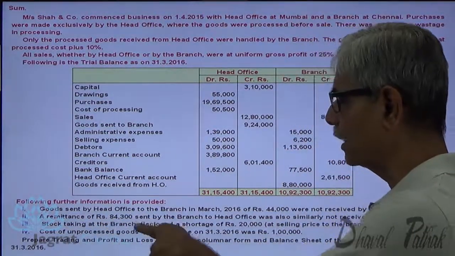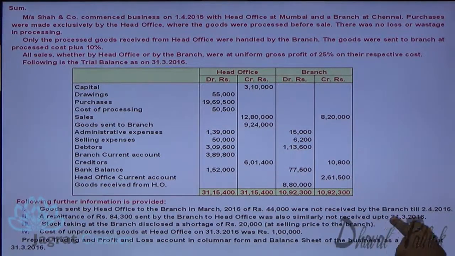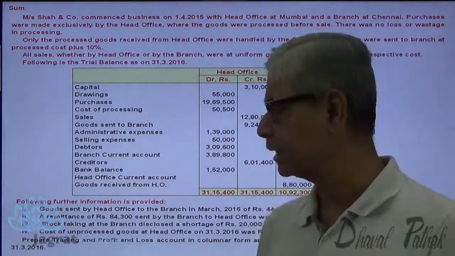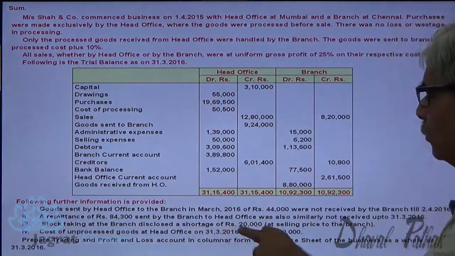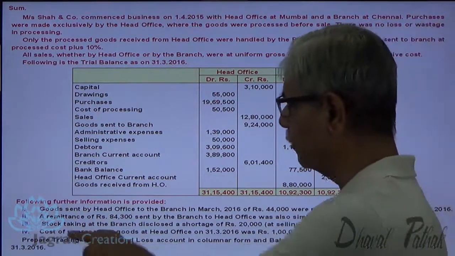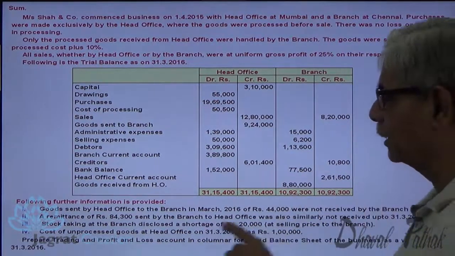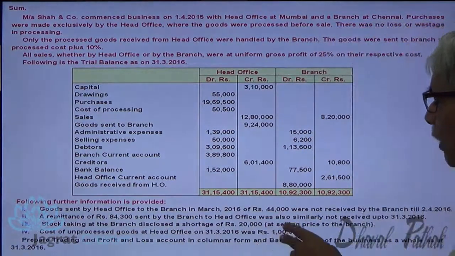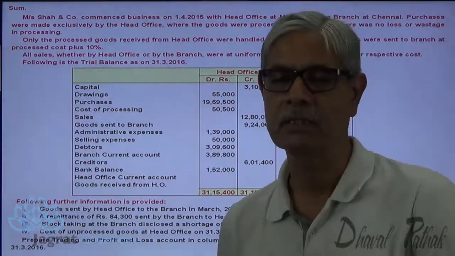Remittance of 84,300 sent by branch to head office was also similarly not received up to 31st of March 2016. So this is an adjustment for cash in transit. Stock taking at the branch disclosed a shortage of 20,000 at selling price to the branch. Cost of unprocessed goods at head office on 31/3/2016 was rupees 1 lakh. Prepare the trading account, trading and profit and loss account in a columnar form, and the balance sheet of the business as a whole as on 31/3/2016.